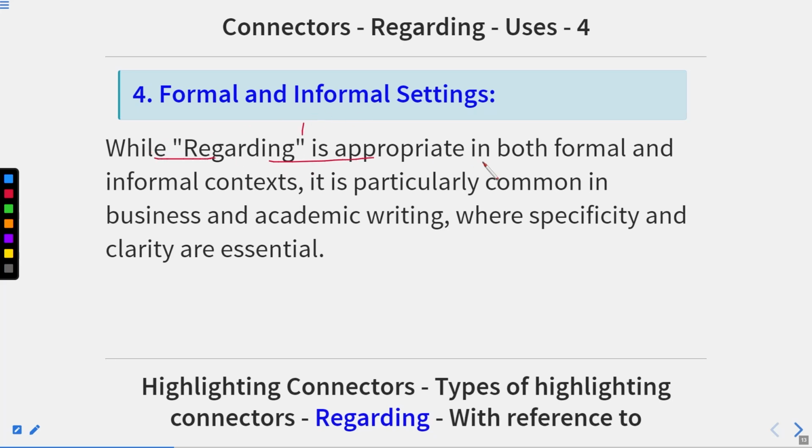Formal and informal settings. While regarding is appropriate in both formal and informal contexts, it is particularly common in business and academic writing, where specificity and clarity are essential. So this is very important in business details and academic writing.